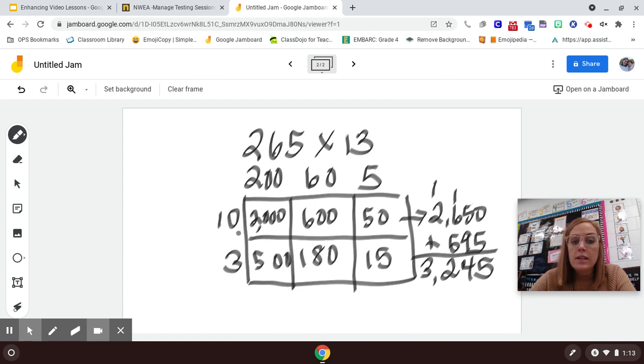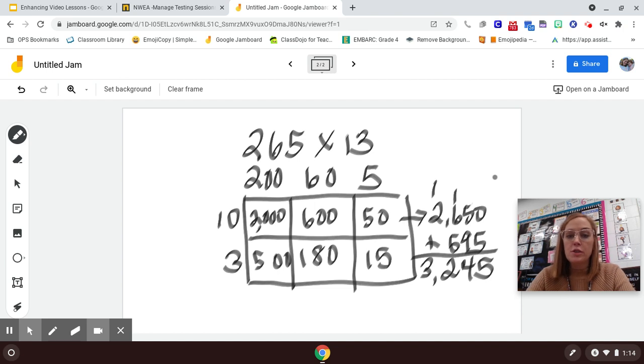So in this box here, I've done 10 times 200. In the second box, I did 10 times 60. In the third box, I did 10 times 5. I came down to my second row. In this first box, I do 3 times 200. Okay? My next box, I do 3 times 60. And then in my next box, I do 3 times 5. I added these numbers on the top row and these numbers on the bottom row, and that's how I got my 2 partial products here and solved for 3,245.